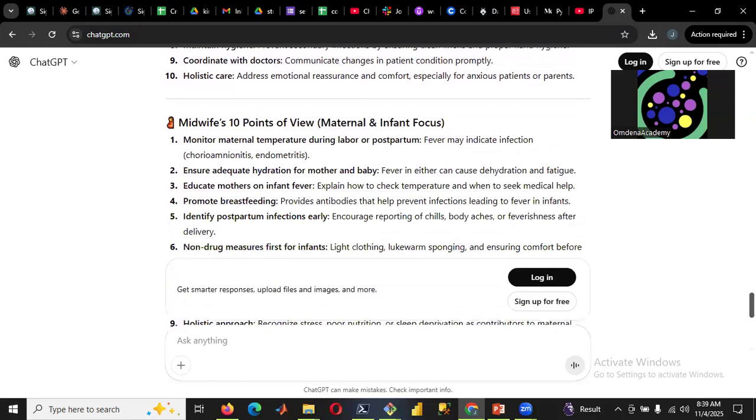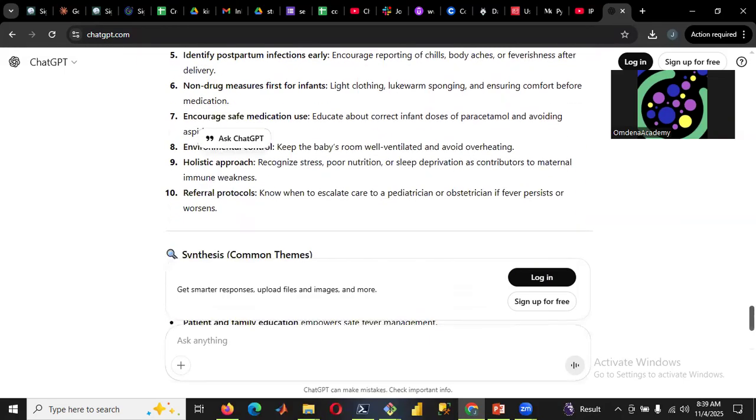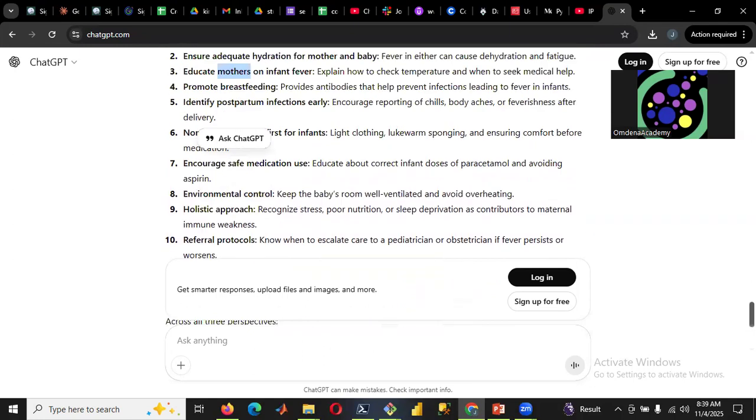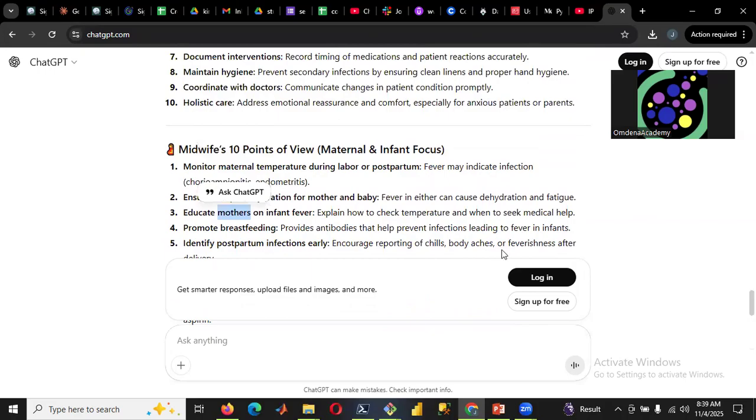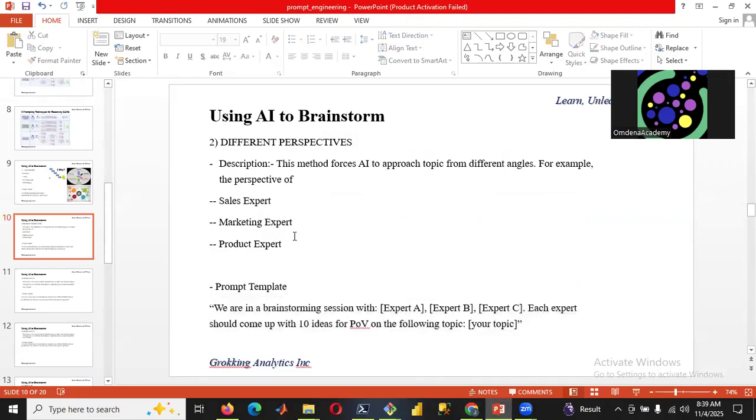If you now come to the midwife, you see, it now starts talking about mothers, right? So basically, it's going to channel it towards pregnant women. You can also see it's talking about promoting breastfeeding and so on and so forth. It is that easy. All right. So you can also use this approach for your business.